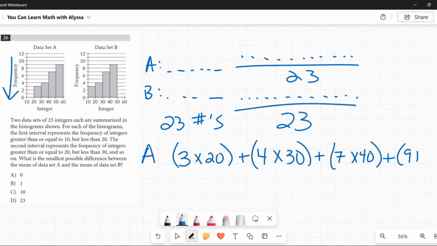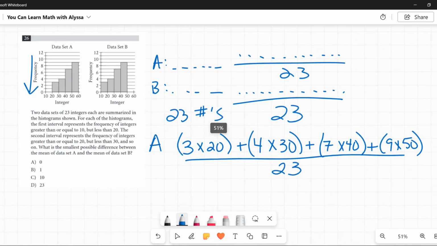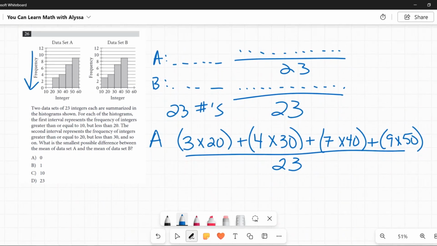So 9 times 50. And I'm dividing all of this by 23. Okay, now for B, what is in B? B, this lowest group that I have here, I have 3 of them, but I want it to be as high as possible. To go from 10 to 19, so 3 times 19.